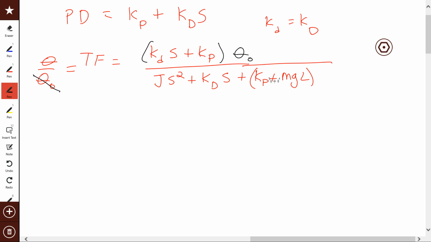Step two, what do you do? You take the Laplace transform. Instead of theta zero, you put in the Laplace transform of the input. The only two inputs I'm asking you to know the Laplace of are a constant and a ramp. A ramp is like a slope. What is the Laplace transform of a constant of 5 degrees or radians or whatever? 5/s. Okay, so that's step two. Step two, boom, 5/s.